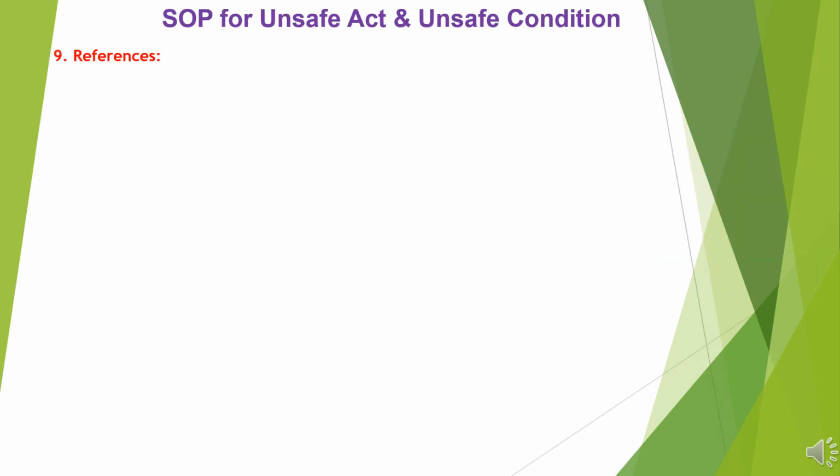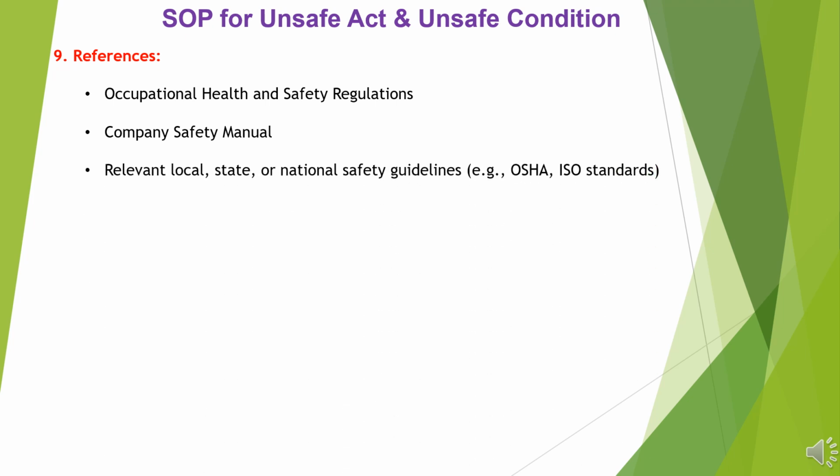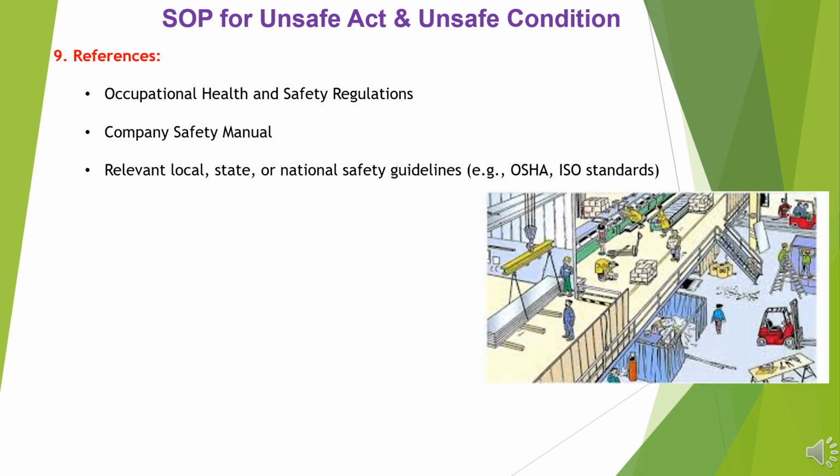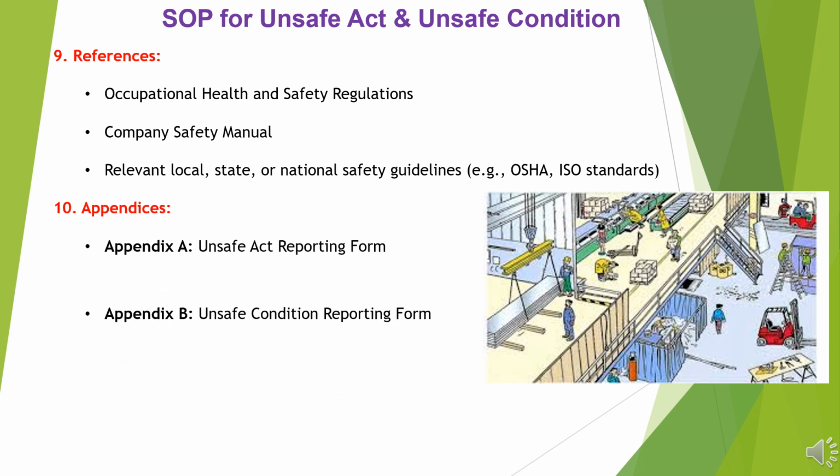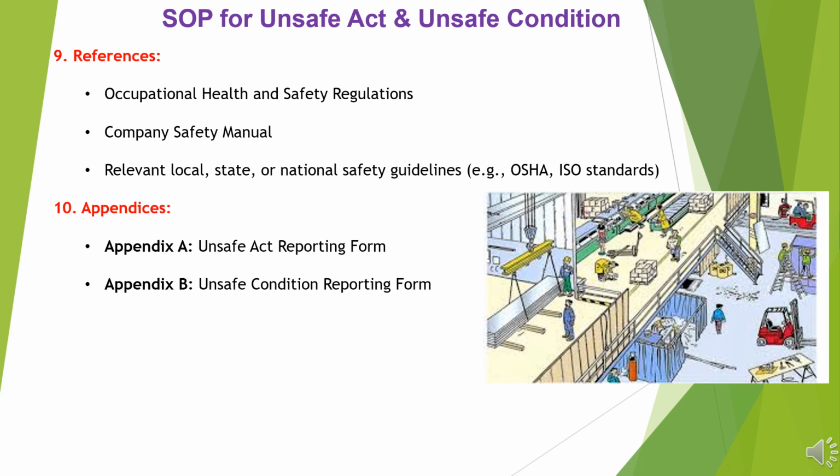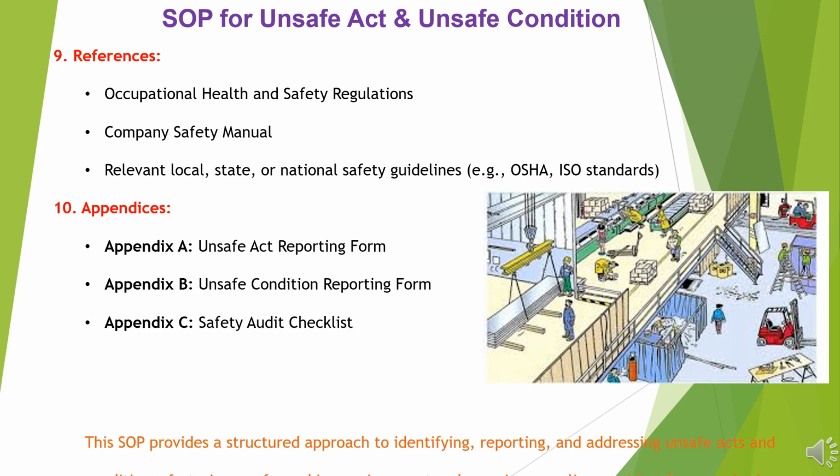9. References. Occupational health and safety regulations. Company Safety Manual. Relevant local, state, or national safety guidelines, e.g. OSHA, ISO standards. 10. Appendices. Appendix A, Unsafe Act Reporting Form. Appendix B, Unsafe Condition Reporting Form. Appendix C, Safety Audit Checklist.